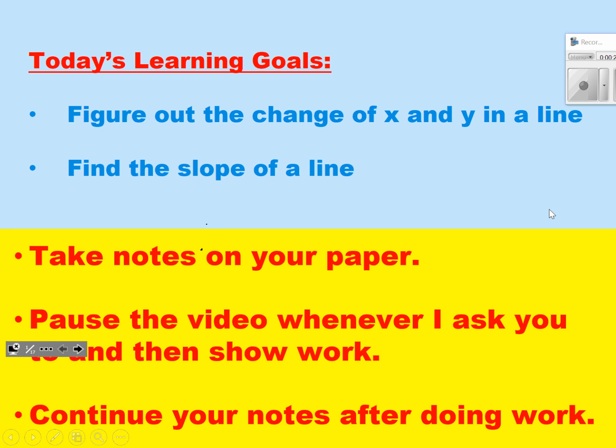So today we're gonna be learning about ratios and how they have to do with lines. It doesn't seem there's a connection, but there is. So, what you're going to do is figure out the change of x and y in a line and find the slope of a line. A lot of you guys say, how's this going to work? Well, let's do a little review.